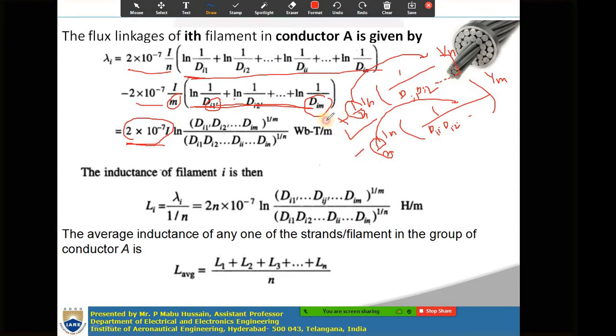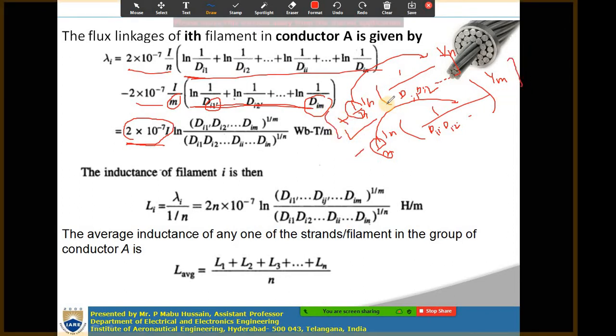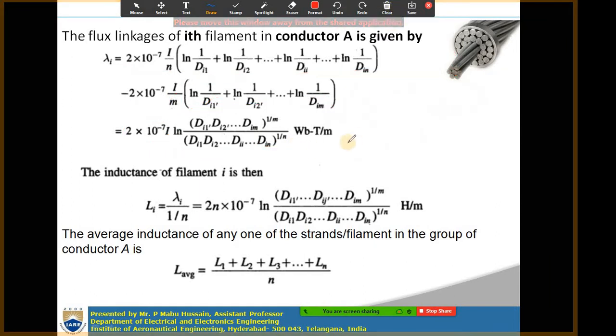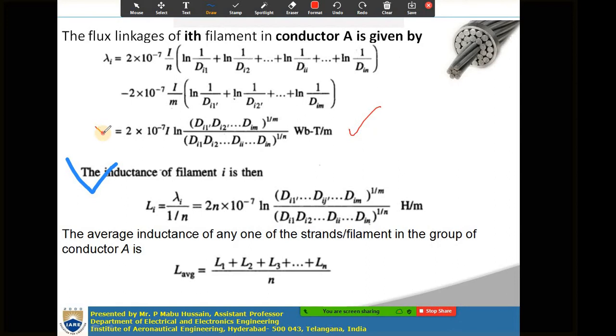and these two are having, this is having plus sign and this is having minus sign. Okay. So, now log A minus log B will be log A by B. So, then if you write like this, the final expression will be ln of this total value di1 dash di2 dash up to dim whole to the power of 1 by m by di1 di2 and so on up to din whole to the power of 1 by n. Okay. This is how you will get this expression.